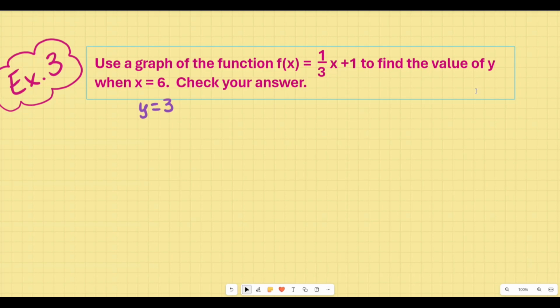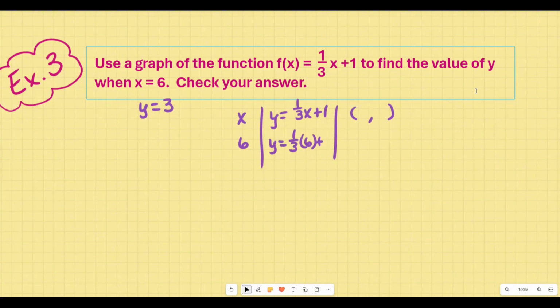But we're also asked to check it. So this is where we will go back to like example 1 when I set up a table and my table had 3 columns. You don't have to do all of that, and also remember that y means f of x. It's interchangeable. So I'm trying to find my y value when x is 6. So I'm going to go ahead and substitute in that 6, and that will give me my y. I already know that my x value is 6.